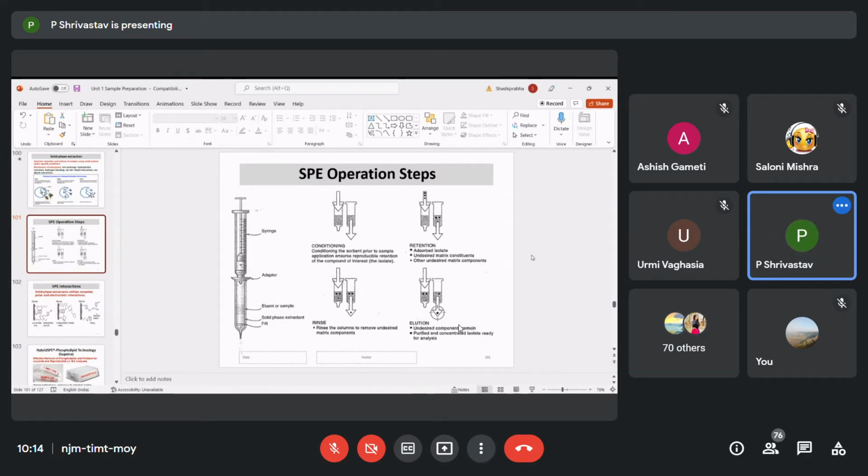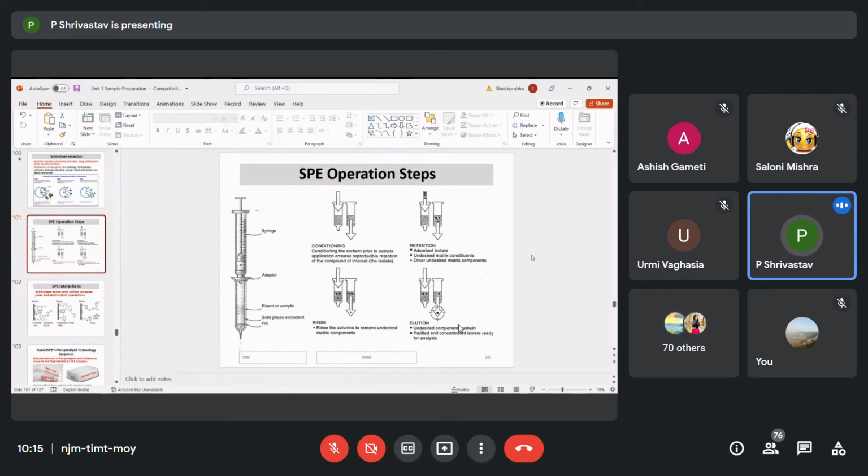You need to condition your cartridge prior to placing your sample into this cartridge. And for that, one passes methanol solvent. Methanol being non-aqueous, it passes through this stationary phase by applying some pressure. Once it is conditioned with methanol, when you add your aqueous sample, water being miscible with methanol, it is easier for the sample to come in contact with the stationary phase material.